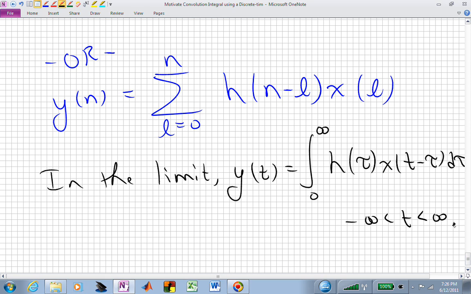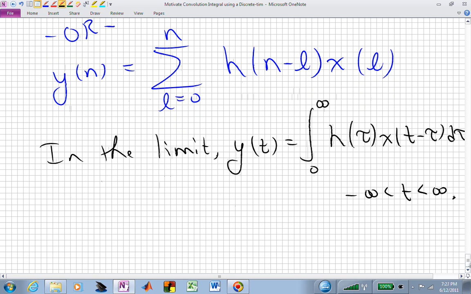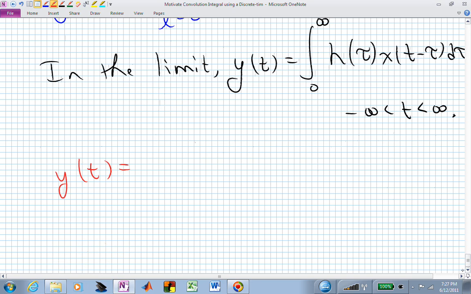I hope that this discussion has helped motivate this governing convolution integral, which likewise can have the argument of the impulse response and the input interchanged. We could now say that that's this integral. In general, it's minus infinity to infinity h of t minus tau x of tau d tau.